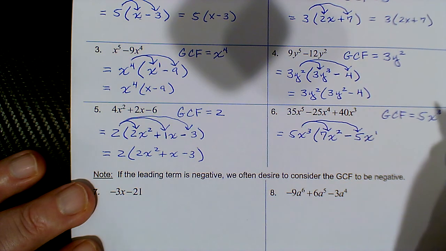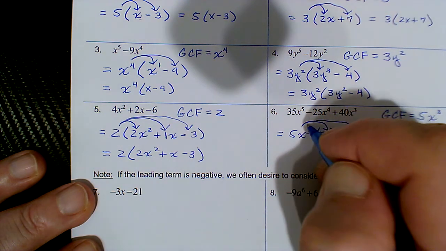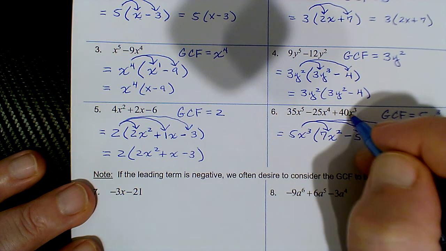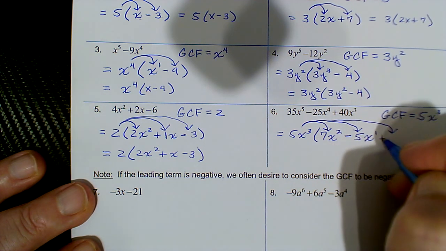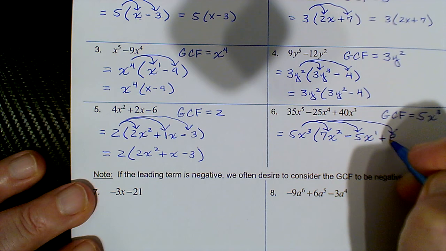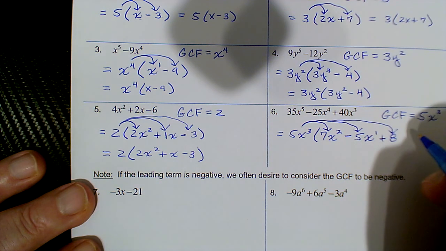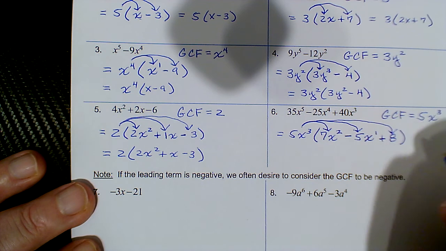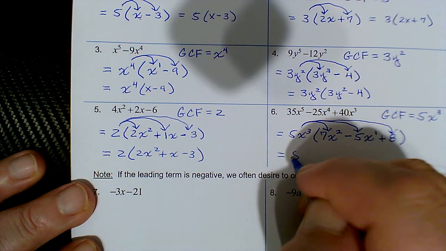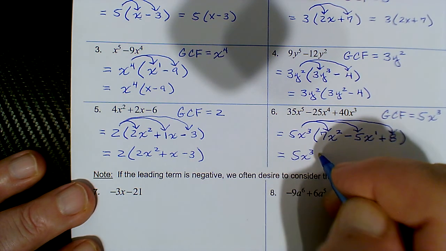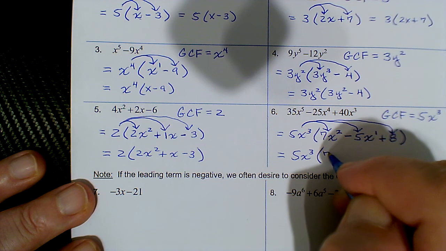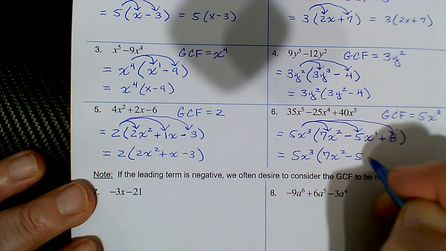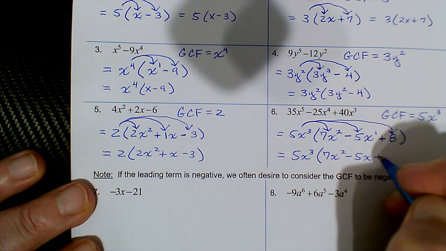And then to the last term, 5x cubed times what is going to give me the 40x cubed? Well, I need a positive and a factor of 8 to get 40. And the x cubed is already there, so I don't need anything else. So the correct factorization is 5x cubed, and in parentheses 7x squared minus 5x, drop the 1 of course, plus 8.